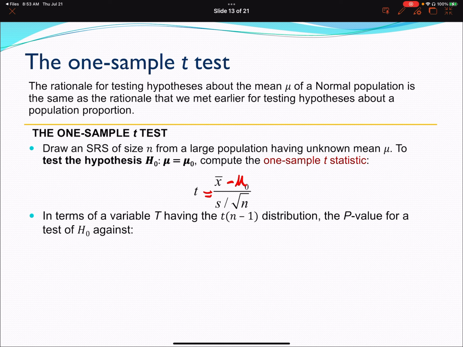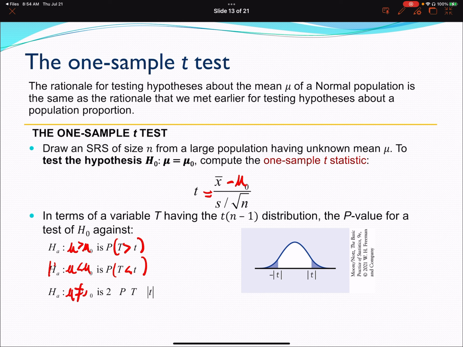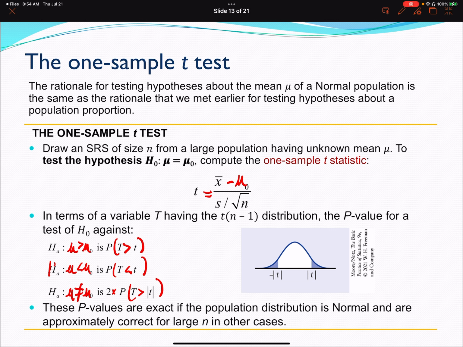In terms of variable t having the t sub n minus 1 distribution, the p-value for a test of h naught against the alternative mu greater than mu naught would be P of T greater than t. For the alternate hypothesis of mu less than mu naught, that's a left-tailed t-test, so it would be P of T less than t. For a two-tailed test, we'd have 2 times the probability of T greater than the absolute value of t. These p-values are exact if the population distribution is normal and approximately correct for large n in other cases.